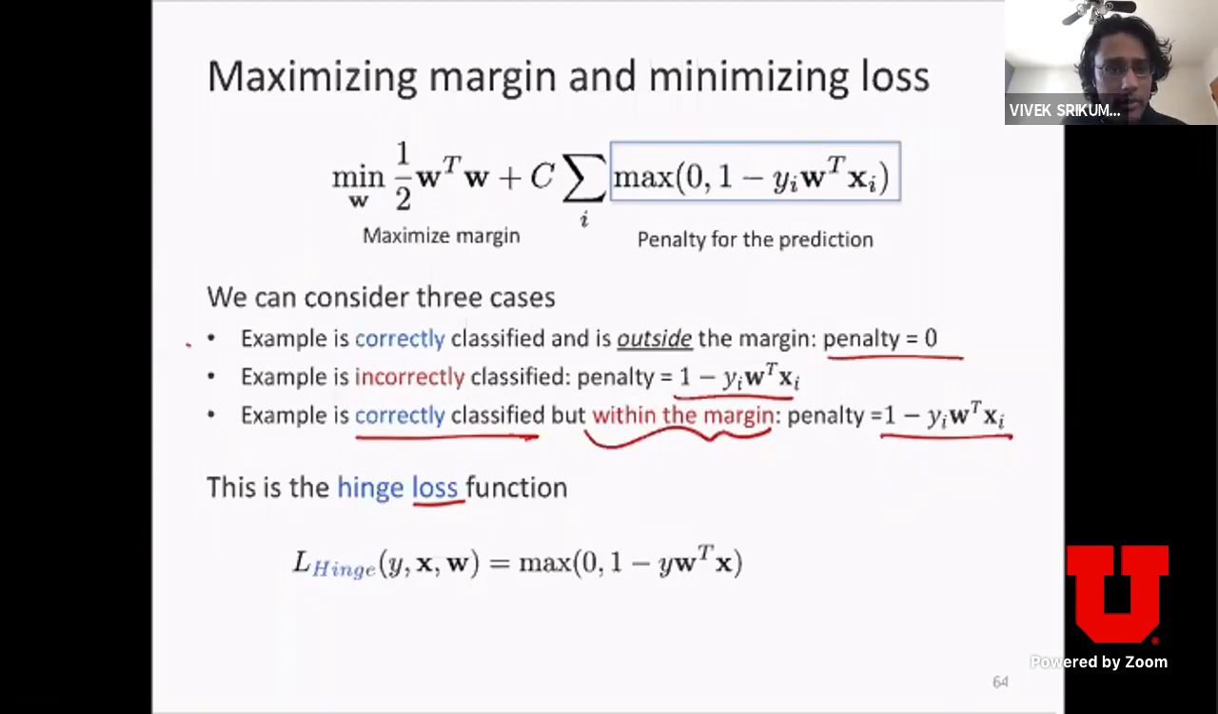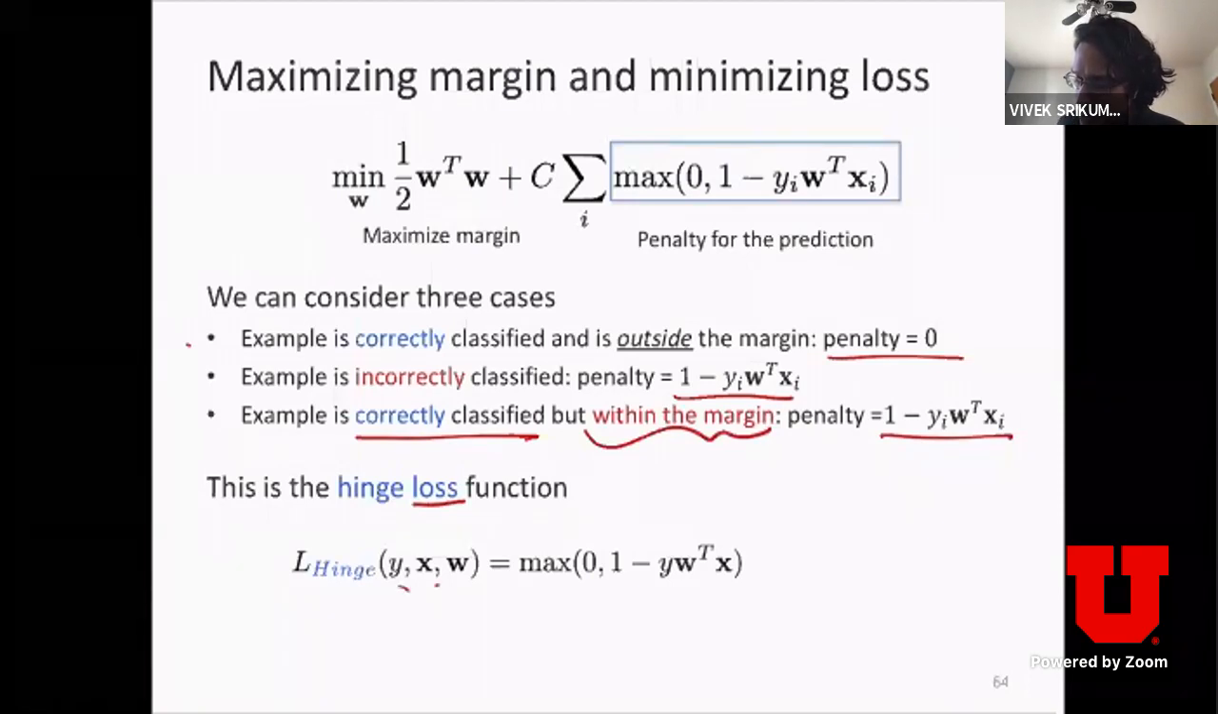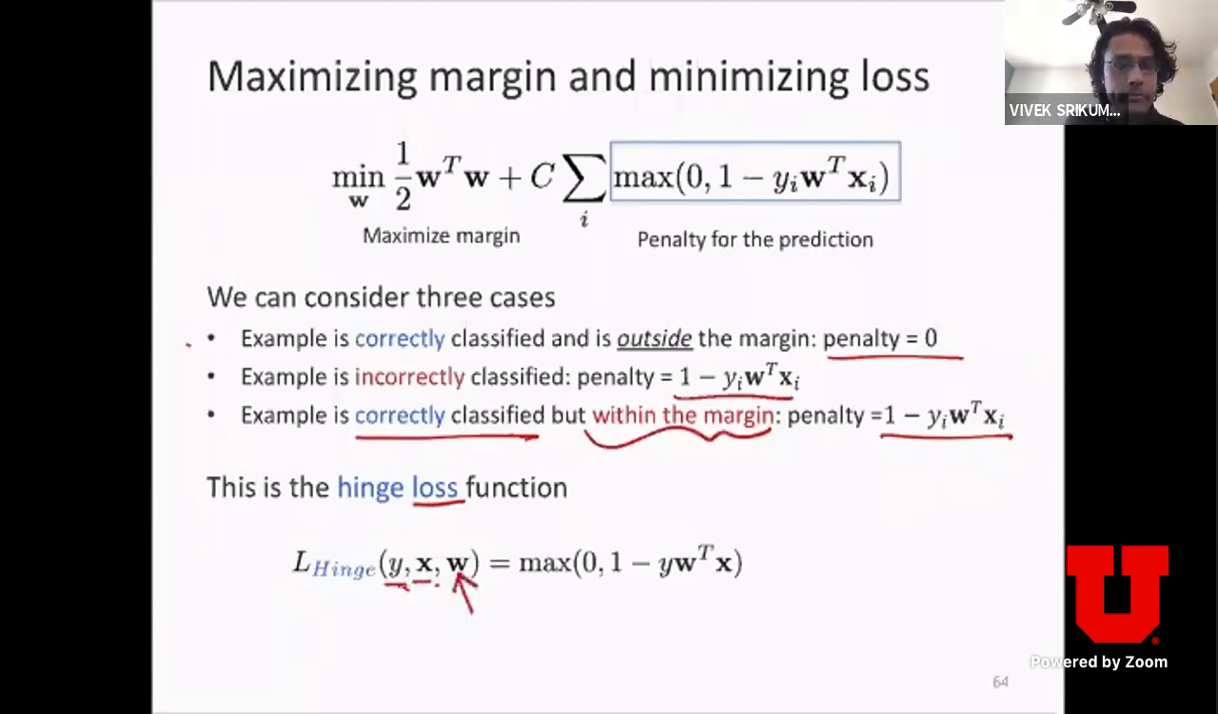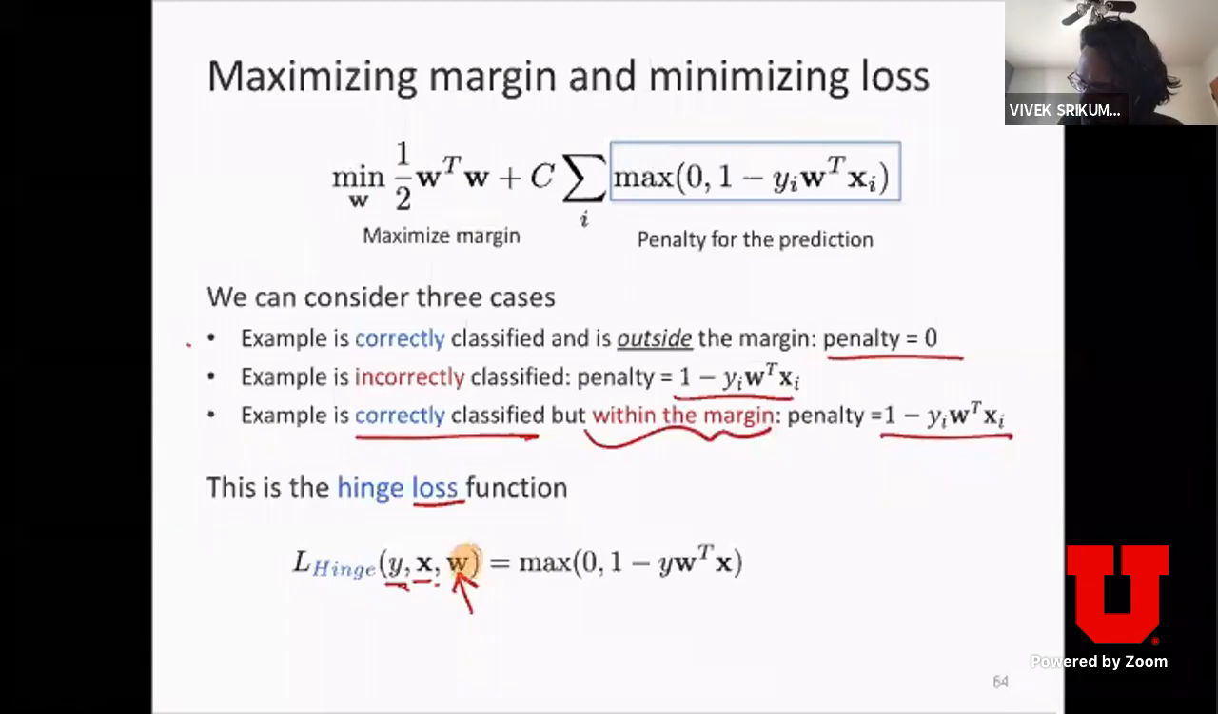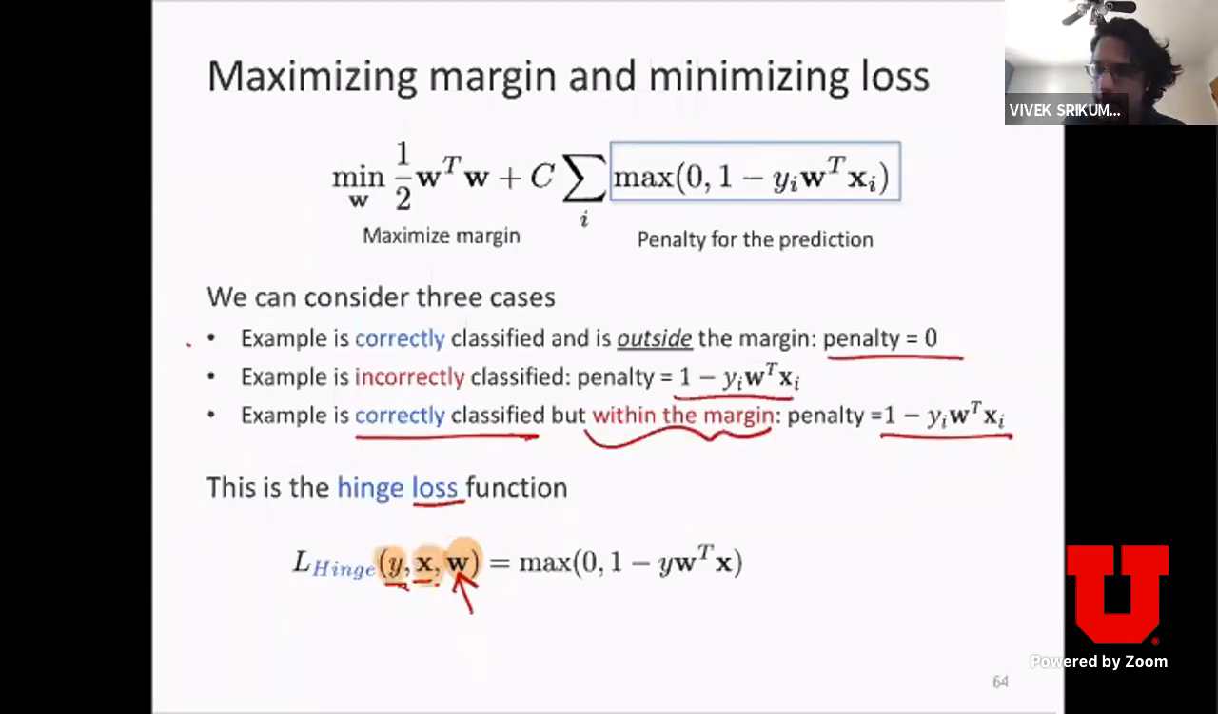This particular loss function is called the Hinge loss, and in general, all loss functions are functions of the ground truth for an example and a classifier. Essentially, the loss function is asking how much should this particular classifier pay on an example x that has the ground truth y. And the Hinge loss says the penalty for whatever prediction it makes should be 1 minus y w transpose x.